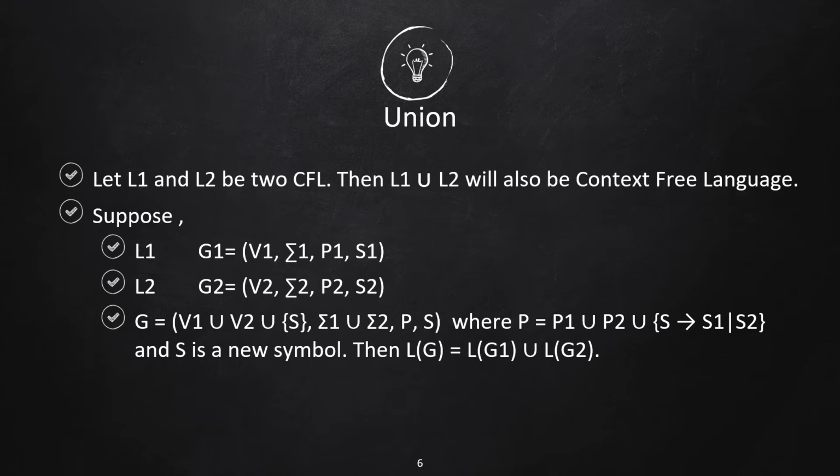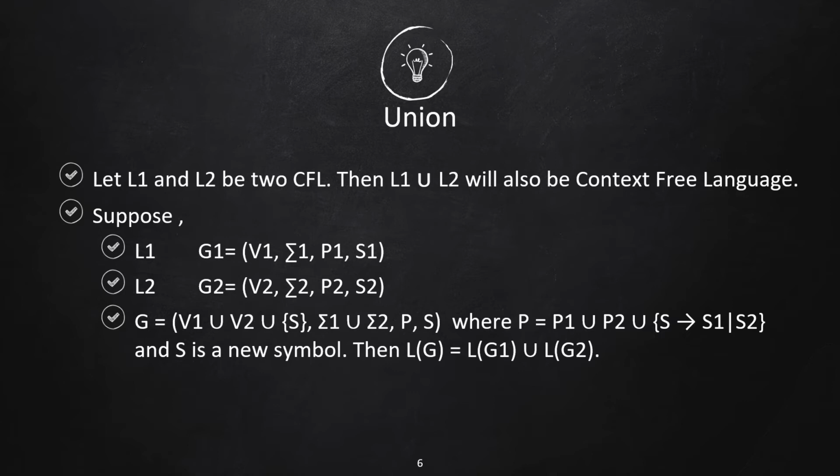For the language L1 union L2, the grammar is found as G, denoted as capital G. It is the union of G1 and G2. That is, V is equal to V1 union V2 union S. Here S is a new symbol introduced for L1 union L2, and sigma is sigma 1 union sigma 2. Here P is equal to P1 union P2, and also an extra production that is simply S goes to S1 or S2. Here the start symbol is capital S, the new symbol.